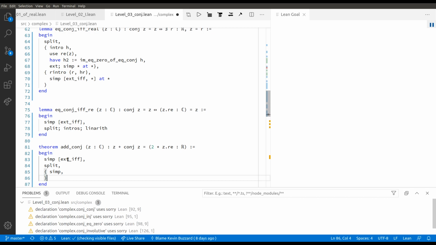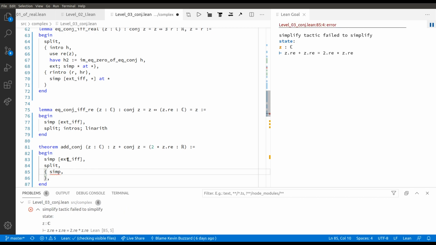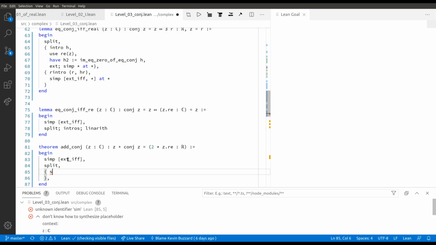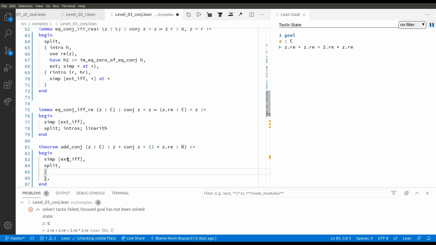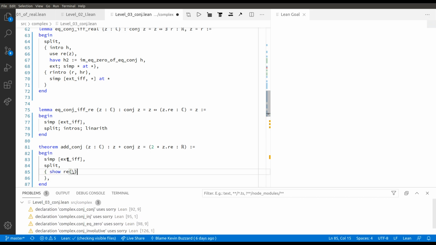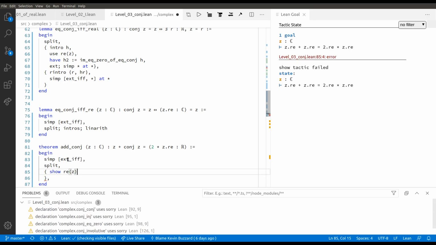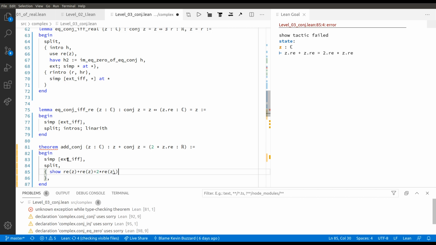If I do simp, how far do we get? Not very far. That's a shame. I want to do 2.re. How do I... This is a bit annoying. Show rez plus rez equals 2 times rez, right?